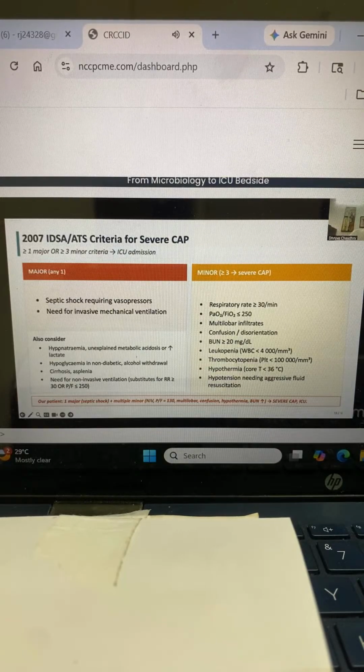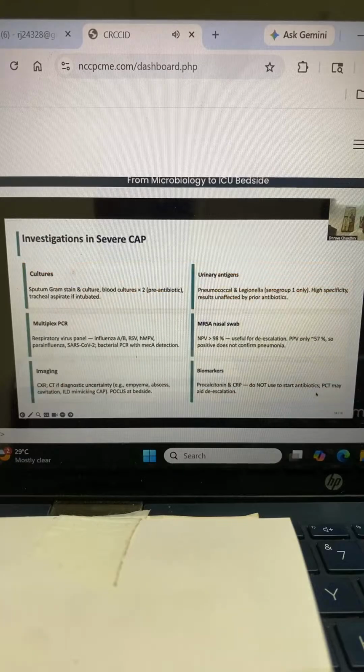Also consider hyponatremia, unexplained metabolic acidosis and increased lactate. If somebody who's non-diabetic starts getting hypoglycemia, or alcohol withdrawal, because a number of patients we are seeing are alcohol addicted, if they come to you, it's better to take them into intensive care, which is very important. So need for non-invasive or invasive ventilation is important. As I said, and I repeat again, our patient had one major but multiple minor criteria, so it was a severe CAP and the patient was shifted.